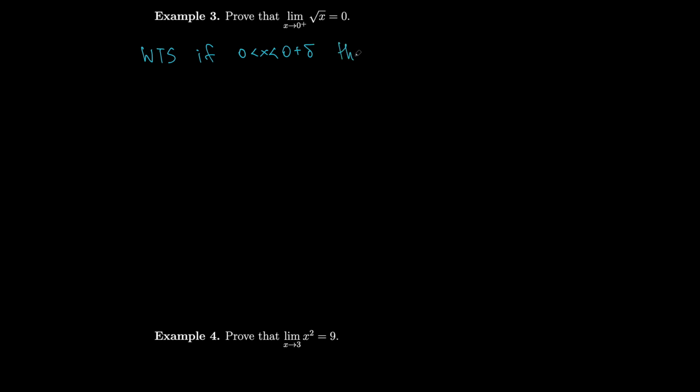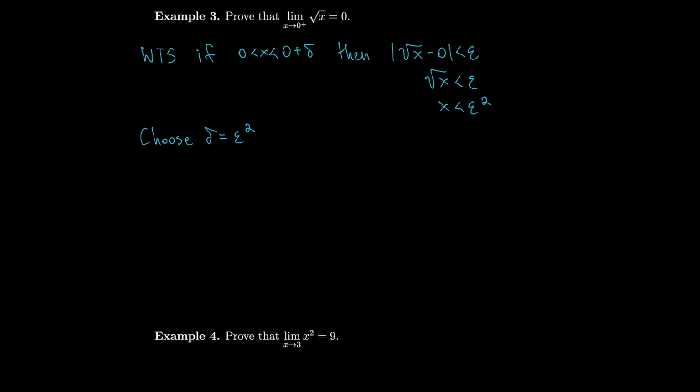Okay, if that's true, then we want the distance between the square root of x and 0 to be smaller than epsilon. Well, this is the same as just the square root of x when we simplify. So we can square both sides. Okay, so we wanted x to be less than 0 plus delta, which is delta. So if x is less than delta, we want that to force x to be less than epsilon squared. It makes sense to choose delta to be equal to epsilon squared.